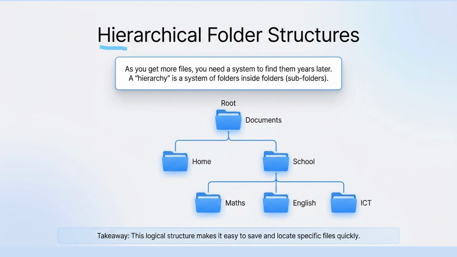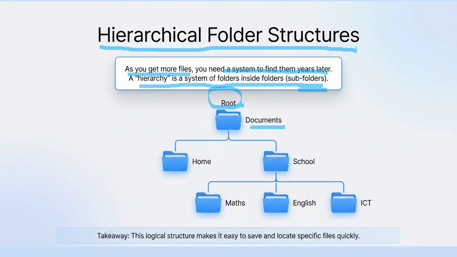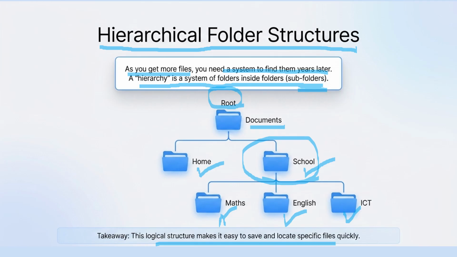Hierarchical folder structures. As you get more files, you need a system to find them years later. A hierarchy is a system of folders inside folders, subfolders. Like this example. The root here, documents. Documents contains home and school as subfolders. School has subfolders like math, English, and ICT. This logical structure makes it easy to save and locate specific files quickly.